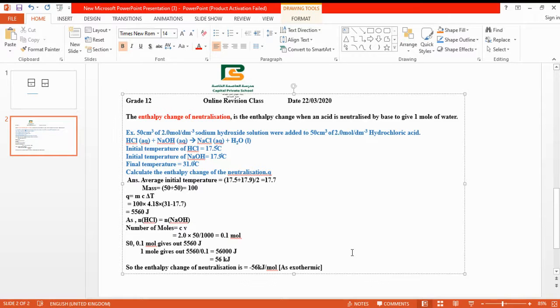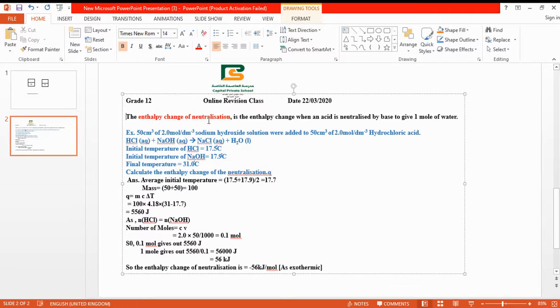Next revision class is about the enthalpy change of neutralization. It is the enthalpy change when an acid is neutralized by a base to give 1 mole of water. You can find here that I didn't mention the standard temperature and pressure, like I previously mentioned. Why didn't I mention that?